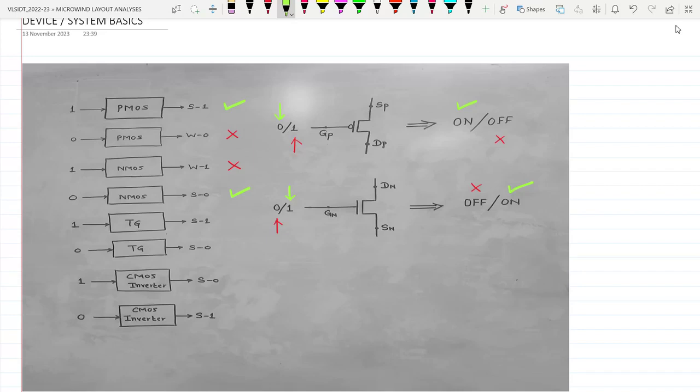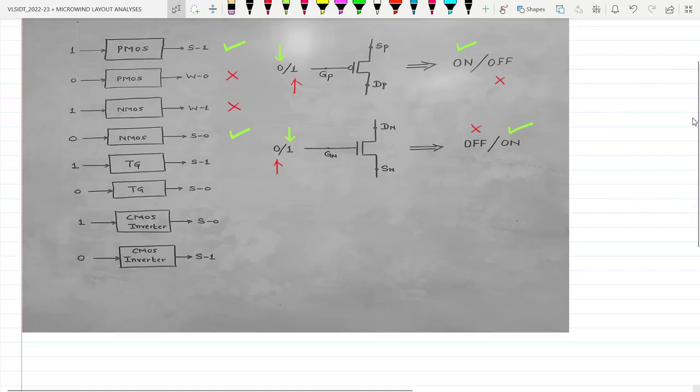Transmission gate, it is a PMOS parallel NMOS. That means a transmission gate is a pure CMOS system, and hence it is expected to deliver both strong 1 and strong 0 at the output. So if I apply a logic 1 at the input node of a transmission gate, it will transmit it as a strong 1, which is acceptable. If I apply a logic 0 at the input node of a transmission gate, it is transmitted as strong 0, which is again acceptable.